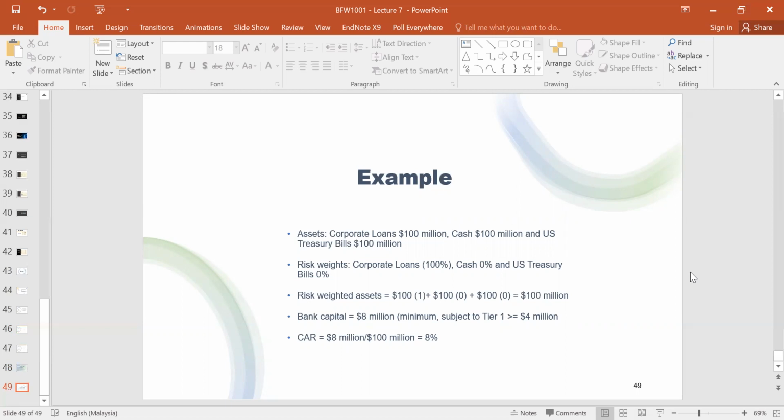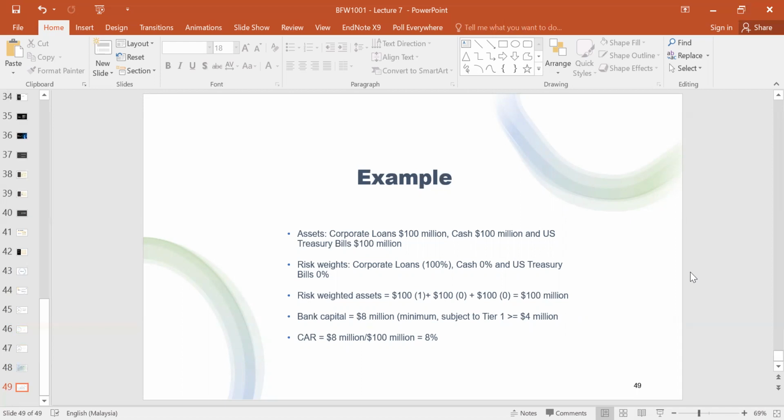Tier 1 and Tier 2 capital. We are told that we have $8 million of those. So our CAR is going to be Tier 1 plus Tier 2, which is 8 million, divided by the risk-weighted assets, which is 100 million. So the final answer is 8%. So this bank satisfies the requirement of capital adequacy.